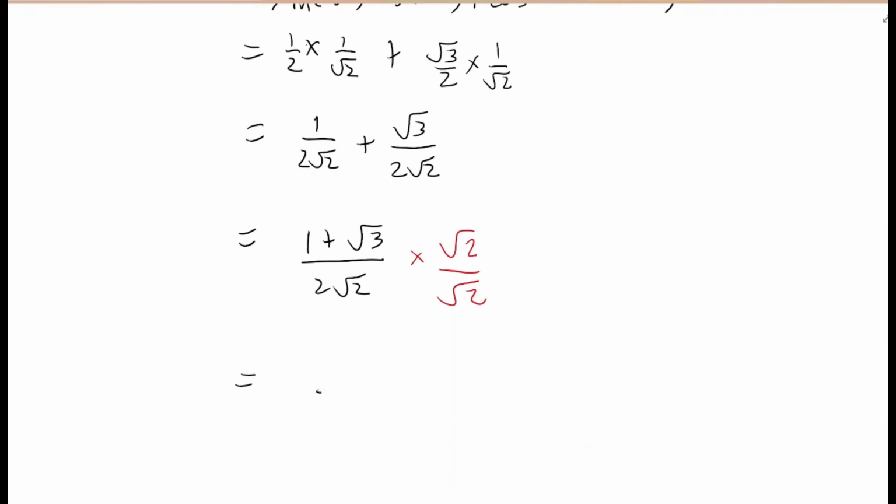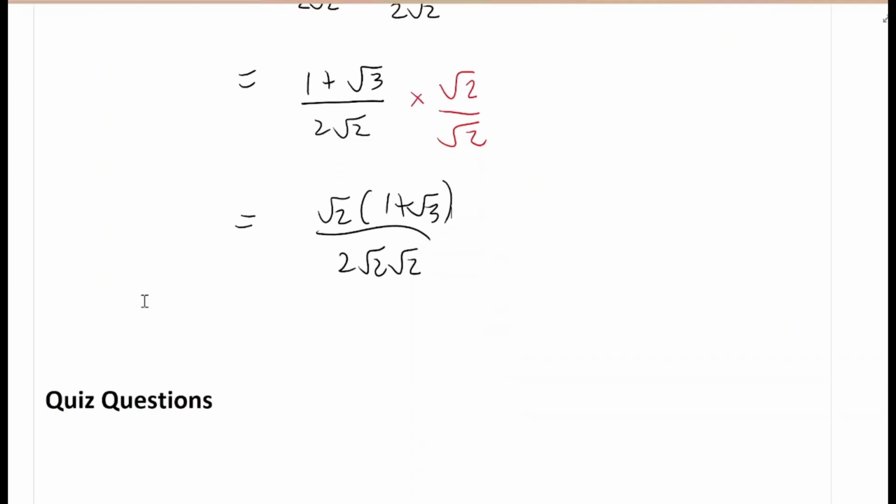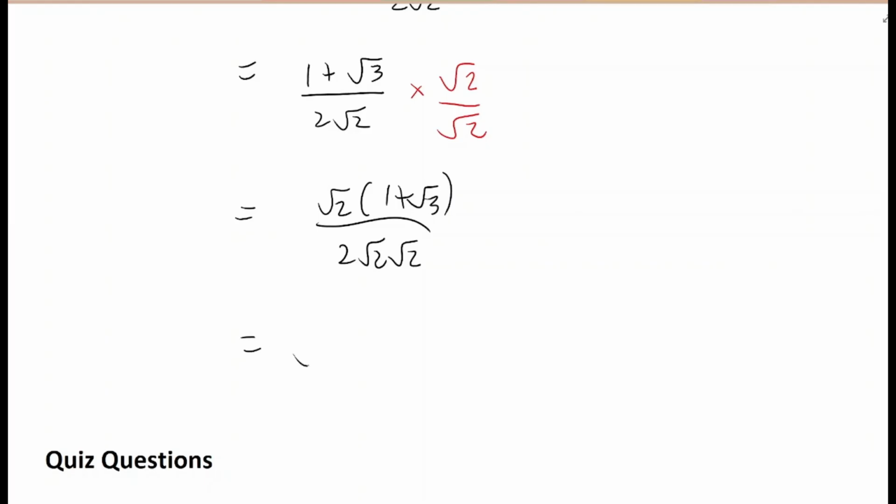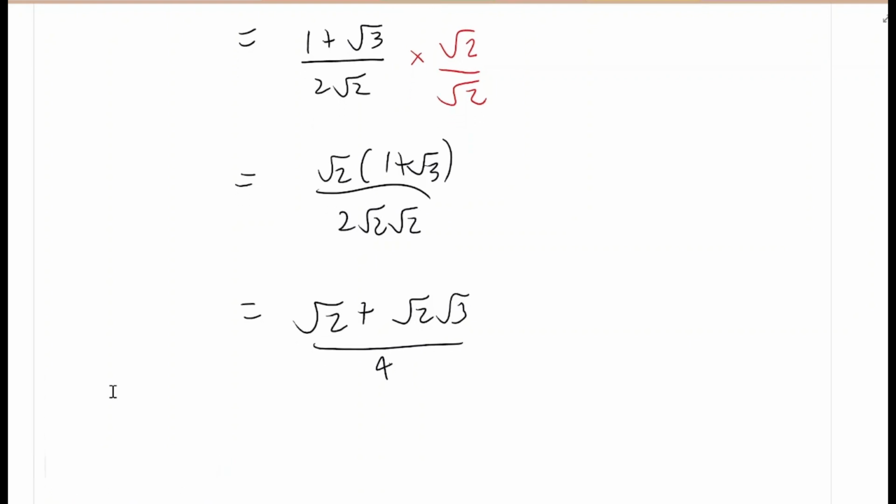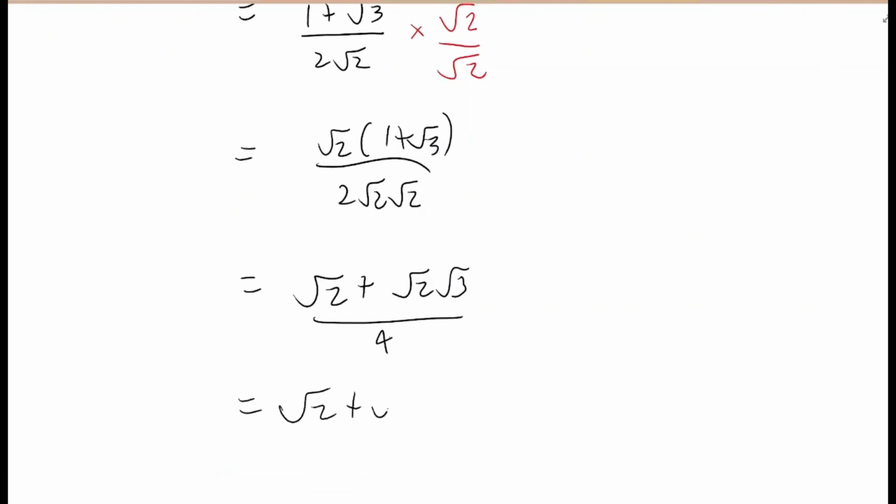So on the bottom, we're going to get 2 root 2 root 2, which is a fancy way of writing 4. And on the top, we're going to get root 2 times 1 plus root 3. And then if we simplify that down, I'm going to get root 2 plus root 2 root 3 over 4. And then root 2 times root 3 is just root 6 as required.